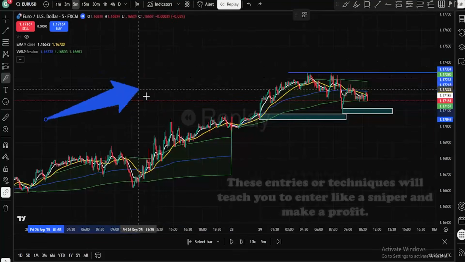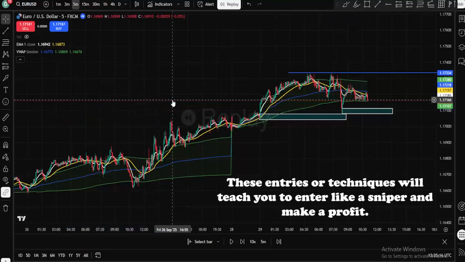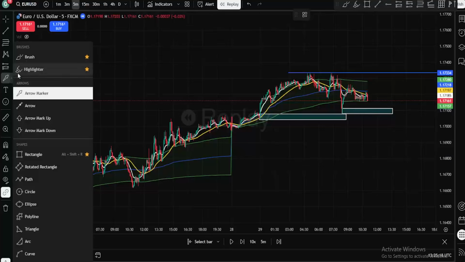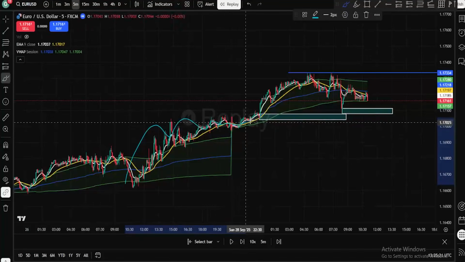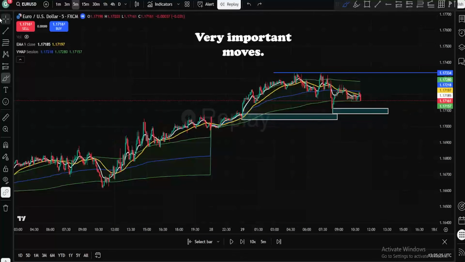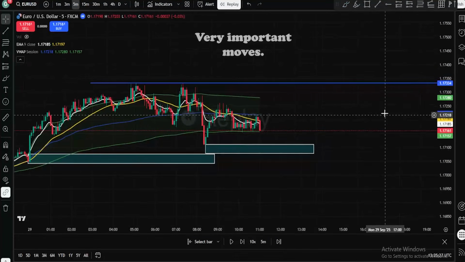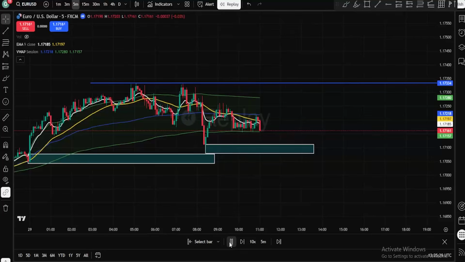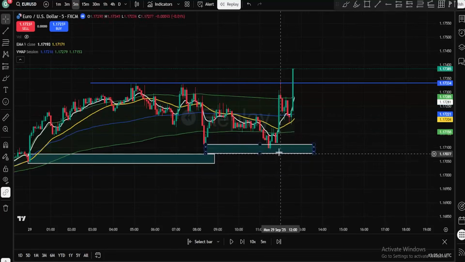But with this method, you are going to learn how to act like a market sniper, not like a hasty hunter. We are not looking for every move. We are looking for high probability moves. Moves that, once they start, continue in the same direction without much fluctuation.